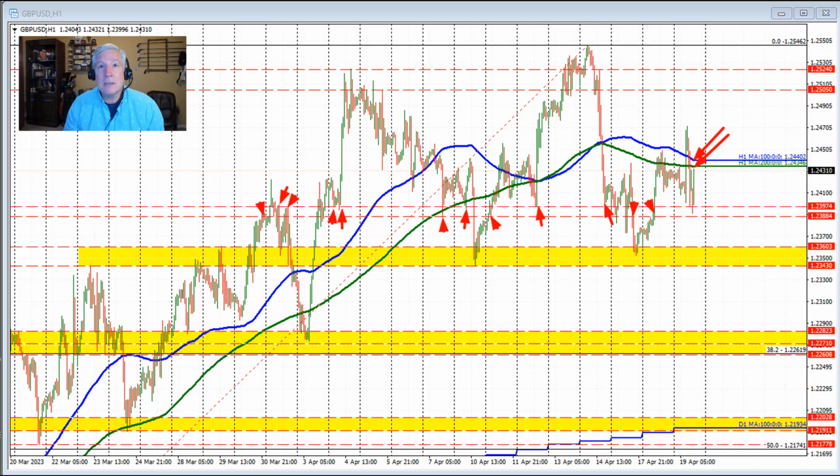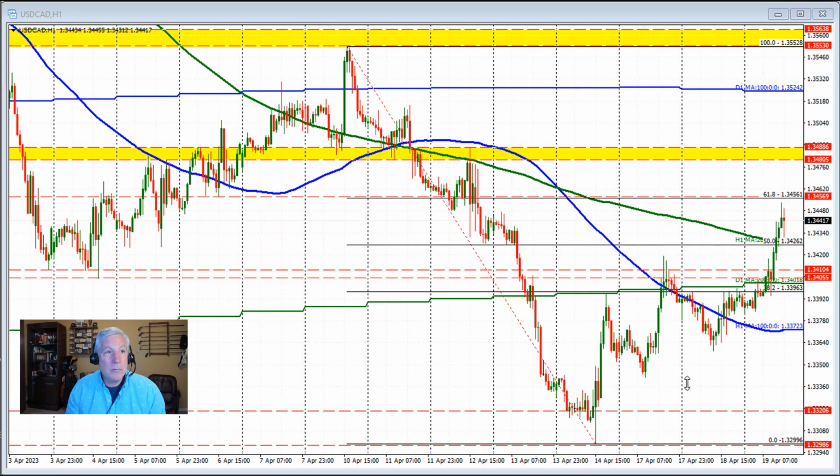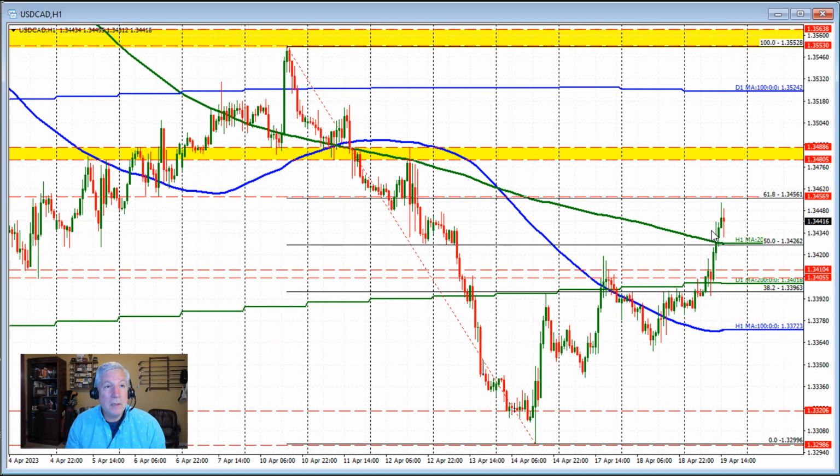All right, let's take a look at the dollar versus Canada. We are seeing a break here in the early North American session, actually late London session, early North American session, with the price breaking above the 50% retracement and the 200-hour moving average. That's the first break above the 200-hour moving average, so it's somewhat important. That level is going to be used as a key support in trading here today.